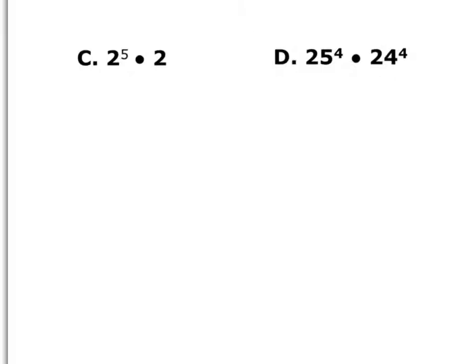All right, for C, we have 2 to the 5th times 2. They have the same base, but what's missing with 2? Hopefully you're saying to yourself right now, an exponent. An exponent of what? Hopefully you're saying 1. So 2 to the 1st is the same thing as 2. With that written there, we can now see that we have 2 to the 5 plus 1 power, which equals 2 to the 6th.